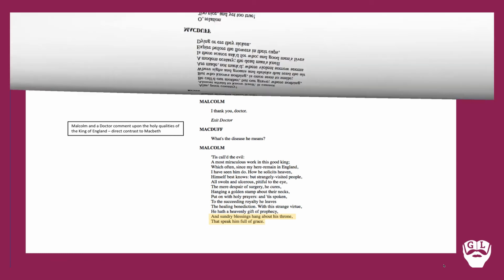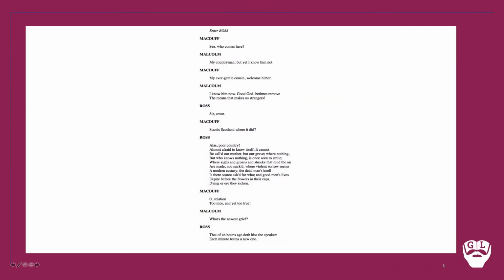Continuing forward, the character of Ross enters. Remember, he was at the start of Act 4, Scene 2, and he's now here. Ross enters and says, "Alas, poor country, almost afraid to know itself." Really wonderful quote coming up. "It cannot be called our mother, but our grave." Ross reports on this idea of suffering, and notice this idea of contrast of mother and grave, like the motherland has become something buried and deserted and dying. Ross notices that "of an hour's age doth hiss the speaker, each minute teems a new grief."